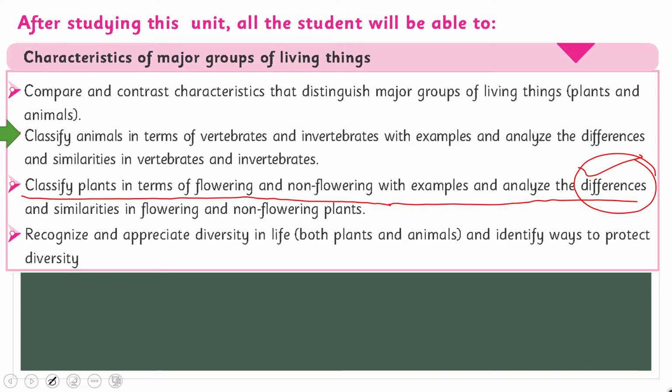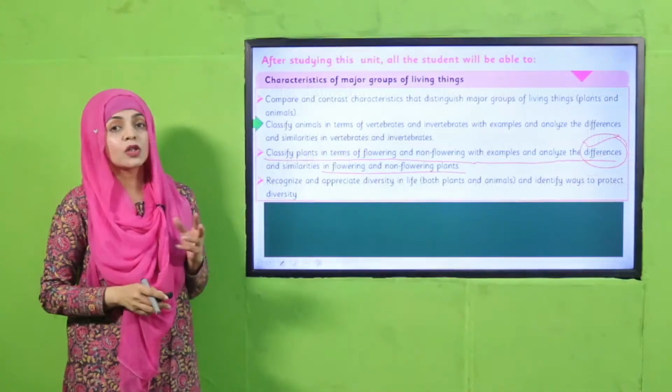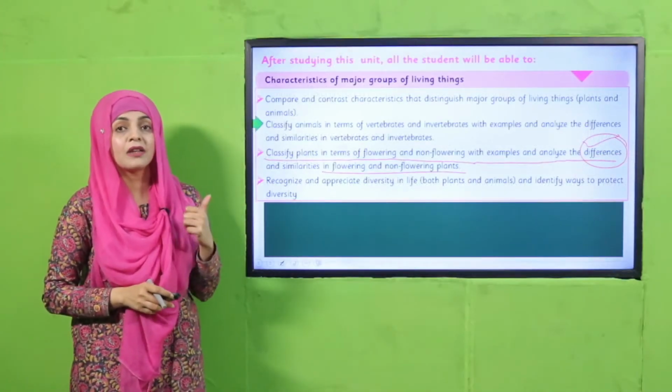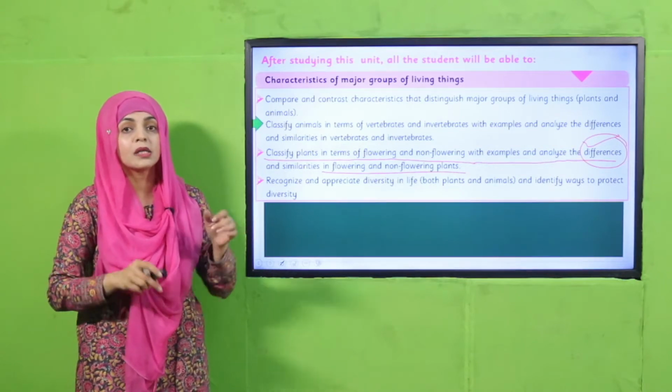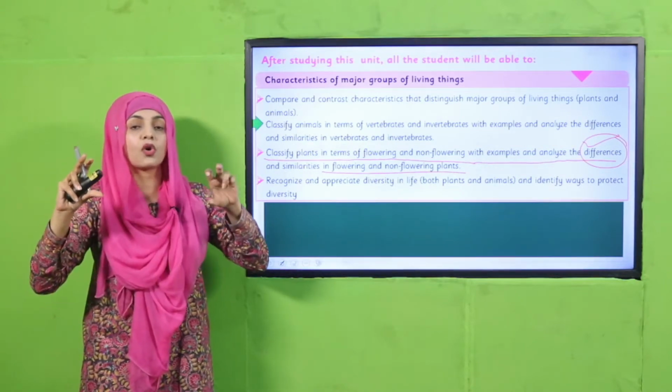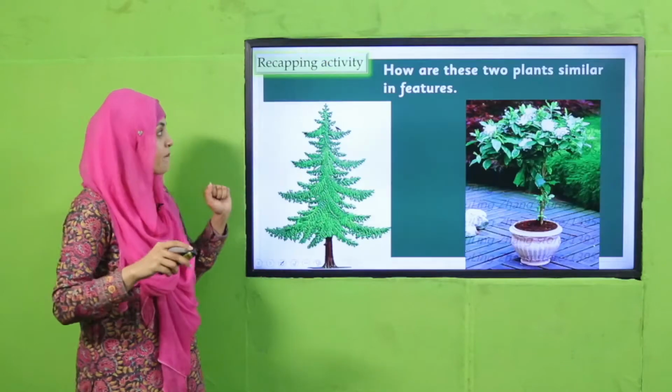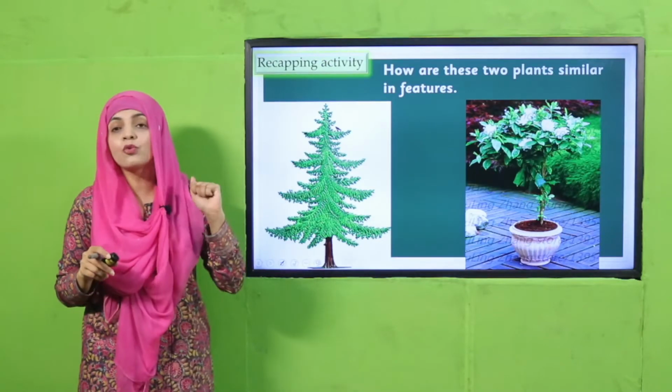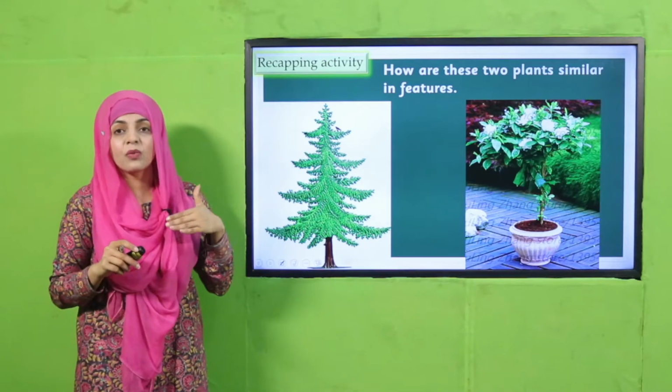Today we will talk about the differences in flowering and non-flowering plants. We have already discussed the similarities in flowering and non-flowering plants, and today we will talk about the differences. These are the main two classifications of plant group. So my dear students, let's quickly recap what we did in the previous class.